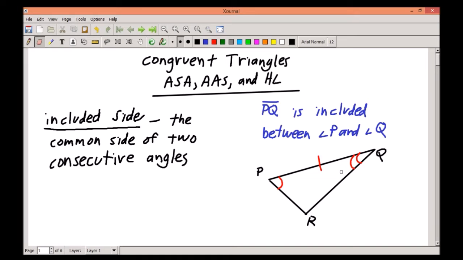So first of all, though, we have to go through some vocabulary. We have to know what it means to have an included side of a triangle. The definition of an included side is the common side of 2 consecutive angles. If you look at this drawing, we have 2 consecutive angles, angle P and angle Q. Those 2 angles have a common side, which is side PQ. So we would say that side PQ is included between angles P and Q.